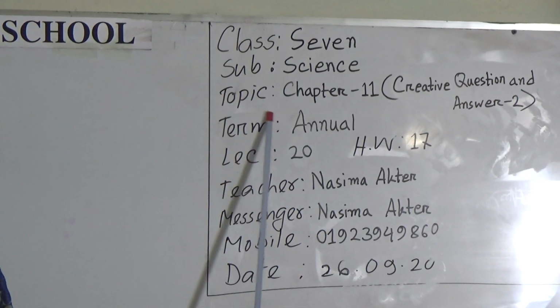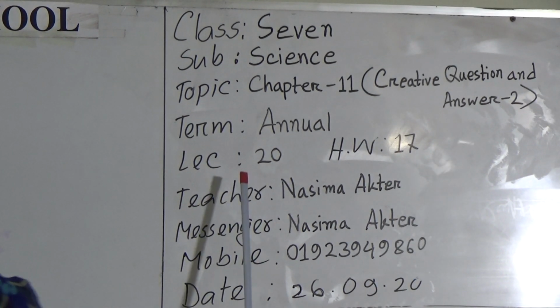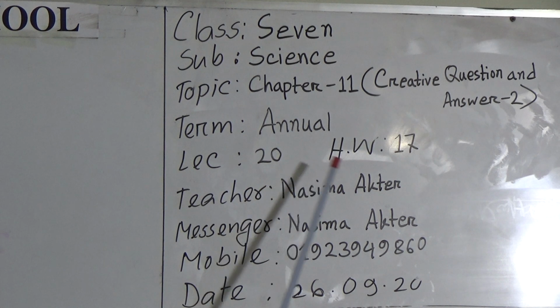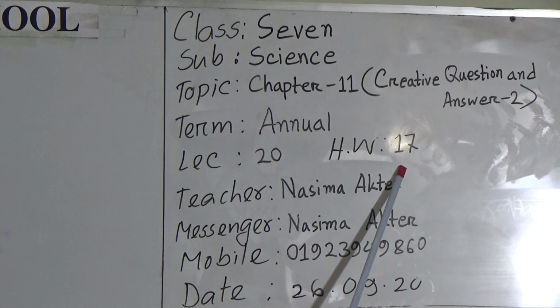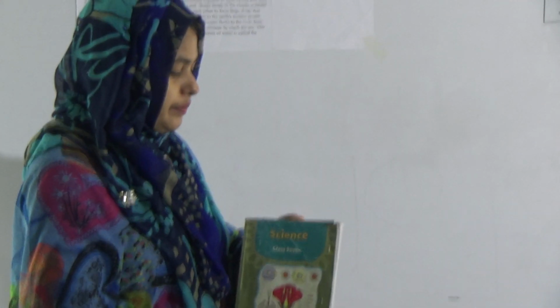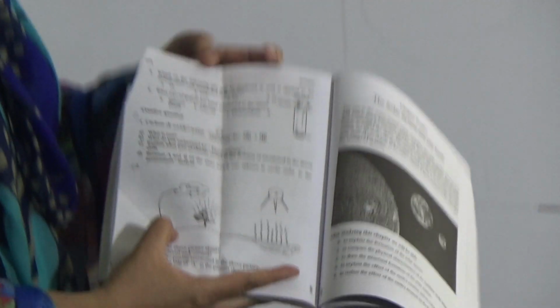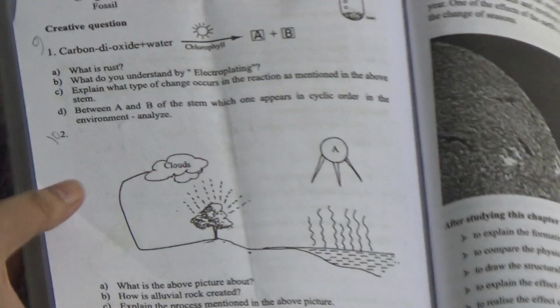Today we will discuss chapter 11 creative question and answer 2 number, and this is lecture number 20, and I will give you SW. Our today's SW will be 17 number SW. And this is your science book. Our today's creative question is here, page number 134. This 2 number question. So dear student, let us start today's class.